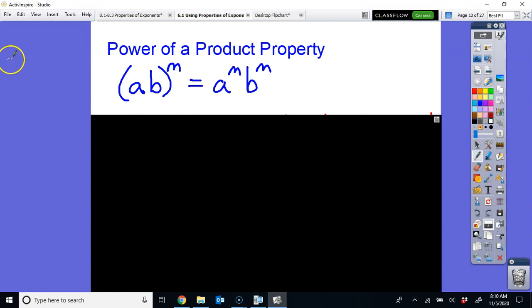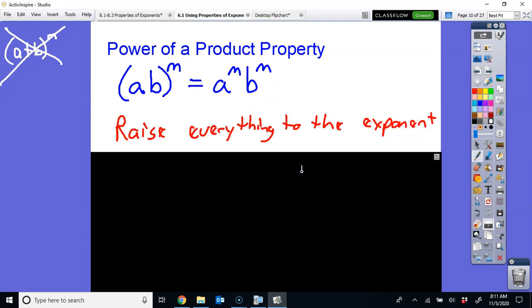So let me show you what I mean by that. It is not a plus b raised to the power. This right here is not what this property is talking about. So when you have two things like this, notice what happens is basically I just raise the a to the power and I raise the b to the power, or essentially I raise both things to the power. So this one has a very simple explanation, raise everything to the exponent, but again, it has to be multiplication on the inside for this to work. We will see that this also works for division here in a little bit. But make sure you realize it's not for addition or subtraction on the inside. For those, you have to think more about your order of operations or another method of multiplying that we're going to have to look at later.